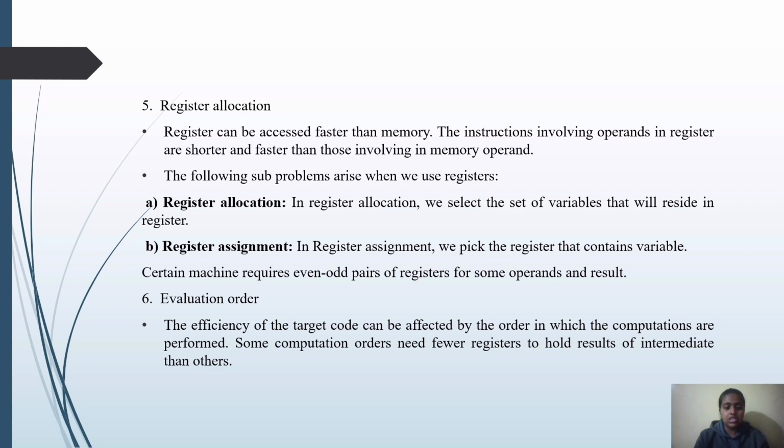Register allocation. In register allocation, we select the set of variables that will reside in registers. Register assignment. In register assignment, we pick the register that contains the variable. Certain machines require even-odd pairs of registers for some operands and results.